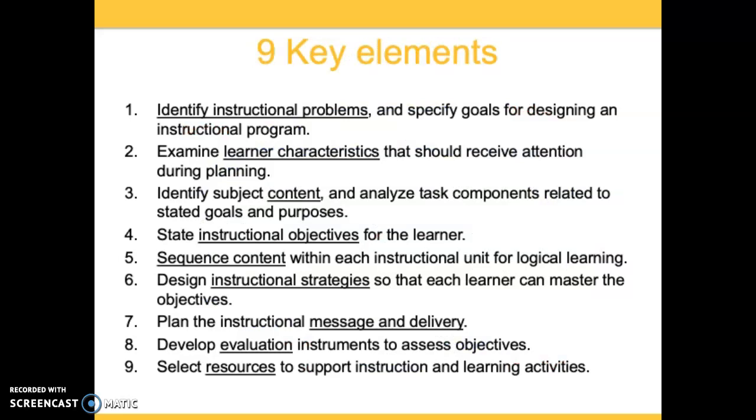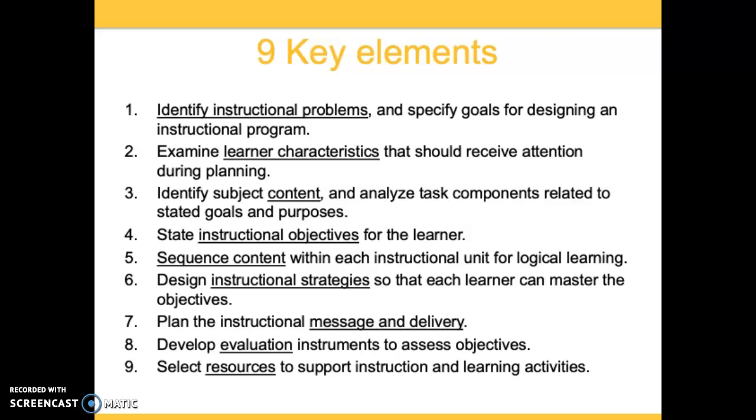So as you can see, the Morrison, Ross, and Kemp model consists of 9 key elements. The 9 circles that we saw. So first, you identify the instructional problem, which is the key before designing anything. Then you will get to know your learners' characteristics and then subject content, and you do task analysis to know exactly what you want your learners to learn and what you want to teach them.